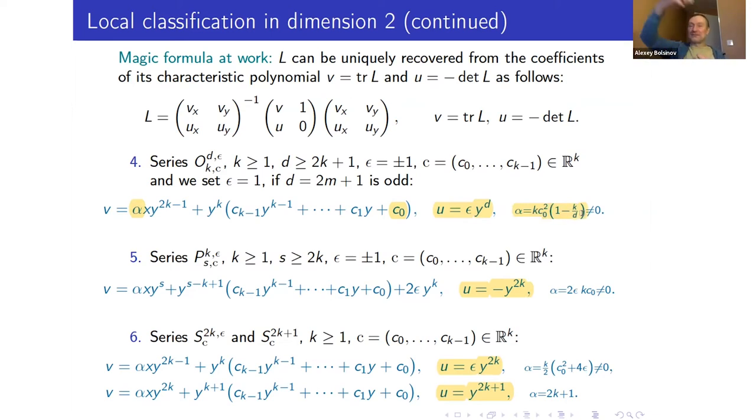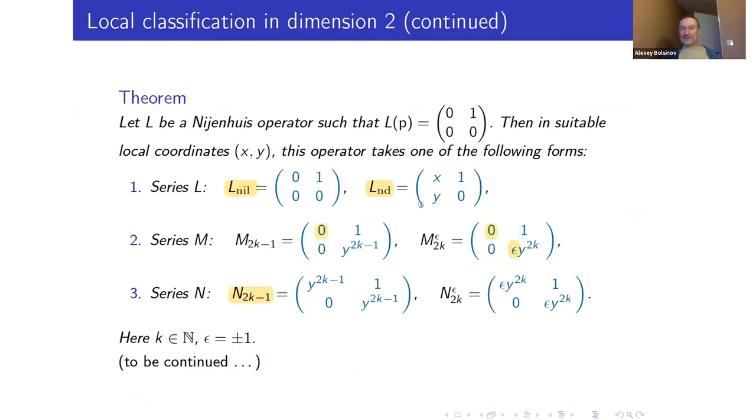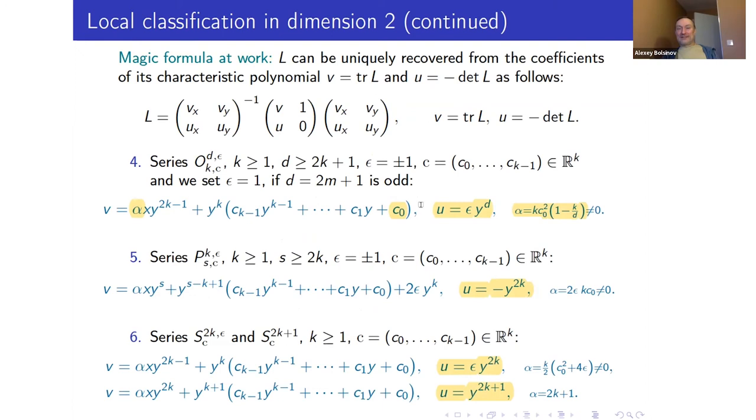All these series are infinite and even depend on some continuous parameters, the coefficients of this polynomial. If you change these coefficients, then the Nijenhuis operators you obtain will not be equivalent to each other. So this is a complete description. There are relatively simple cases and three kinds of advanced cases.